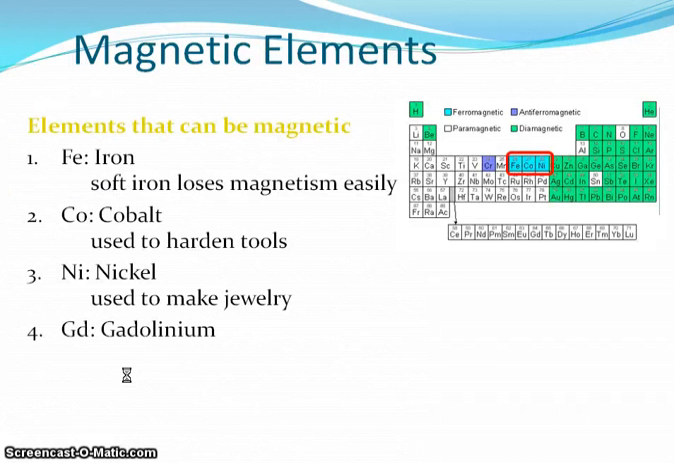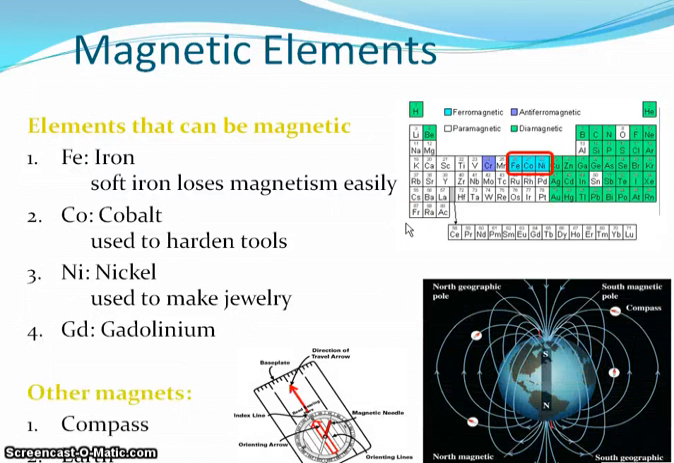So if you're going to find natural magnets, they have to be of 4 different elements here. They've got to be iron, cobalt, nickel, or gadolinium. Other than that, all of these other metals and non-metals are not naturally found to be magnetic.